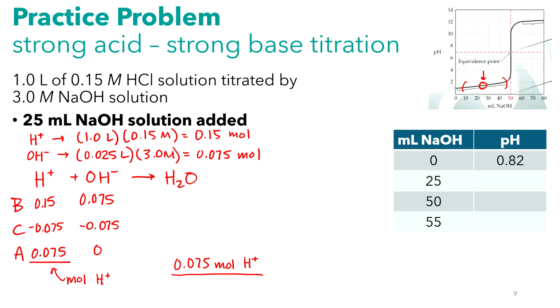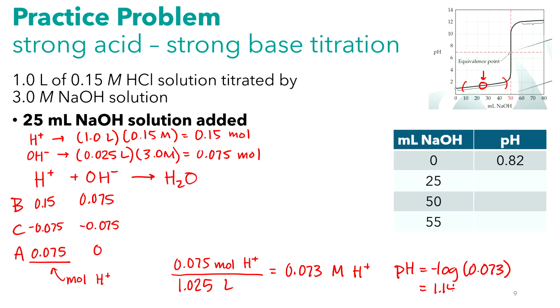So I have 0.075 moles of H plus. And now my total volume is 1 liter plus 25 mils, because I added in 25 mils of my NaOH solution. So my total volume is 1.025 liters. That's 0.073 molar H plus, and now I can just take the negative log of that. And that's 1.14. So that's our next pH in our table.